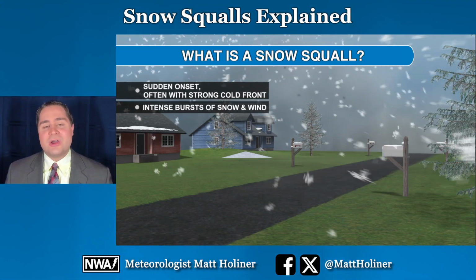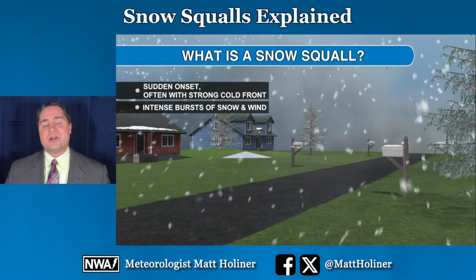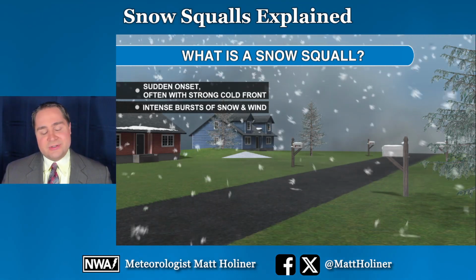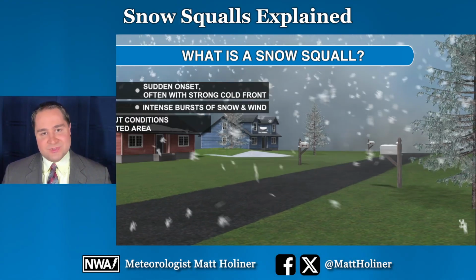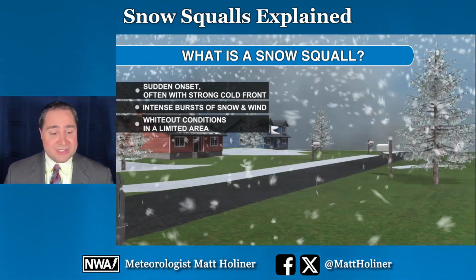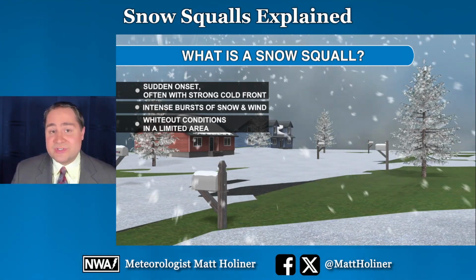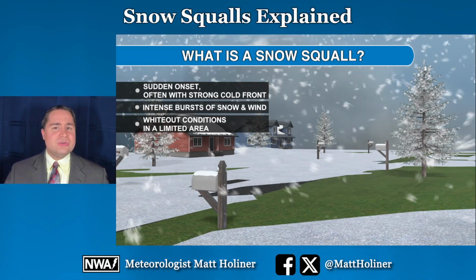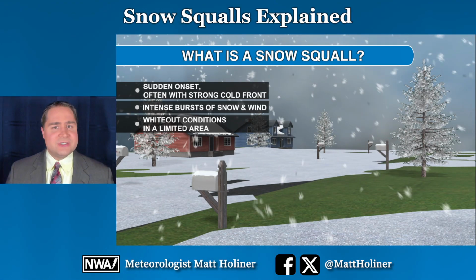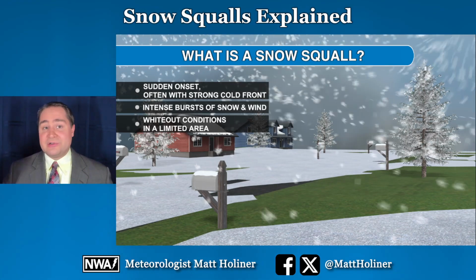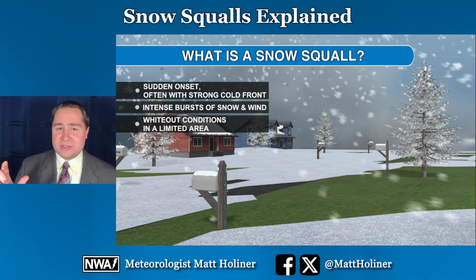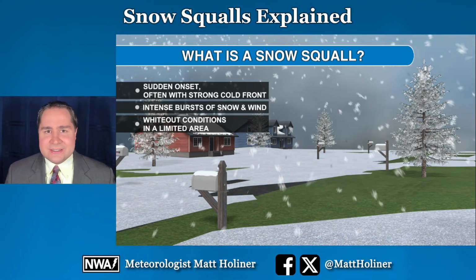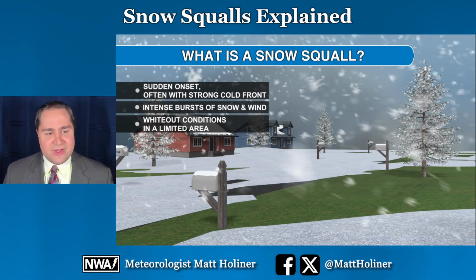So not only are we talking about heavy snow, we're talking about blowing snow. So you know that's going to be reducing visibility. And it is not uncommon to get whiteout conditions with visibility of less than a quarter mile, but not over a huge area. Often it's very limited. It may not even be the entire length of a cold front. It may only be a portion of the cold front where we're seeing these snow squalls develop.